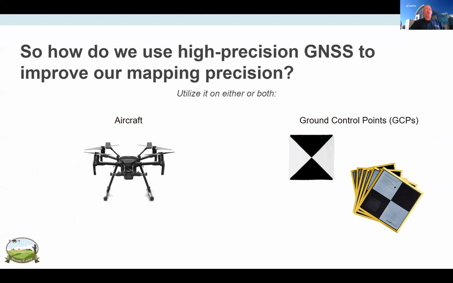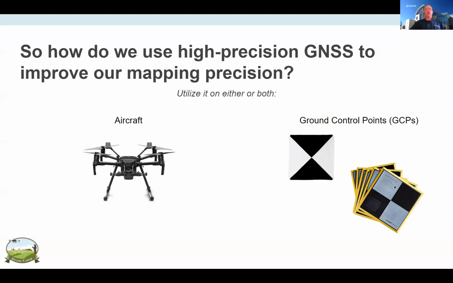So we know that we need good GPS, and we know that if we use differential GPS, it gives us better positions, and that will translate to higher precision mapping products. So how do we achieve that? Well, one way is to put better GPS on our aircraft, and that means that when we fly, all our images will be geotagged with higher precision positions. And as long as the photogrammetry software knows that and takes advantage of those higher confidence positions and treats them accordingly, then we'll get a better mapping product.